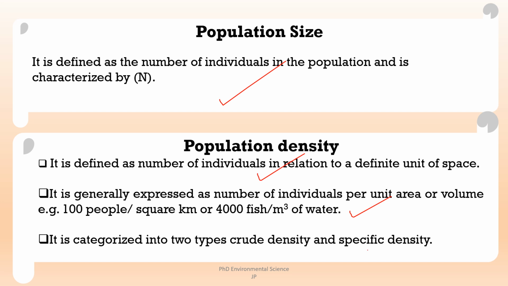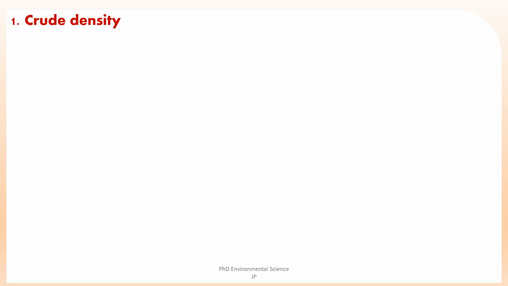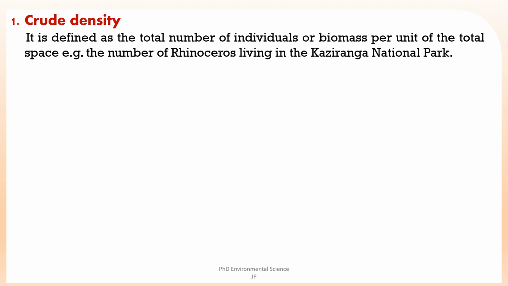It is categorized into two types: crude density and specific density. Crude density is defined as the total number of individuals or biomass per unit of the total space. So it does not account for the specific area or the habitat that the species actually utilizes. For example, the number of rhinoceros living in the Kaziranga National Park.